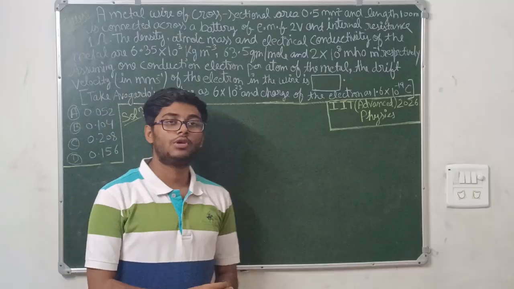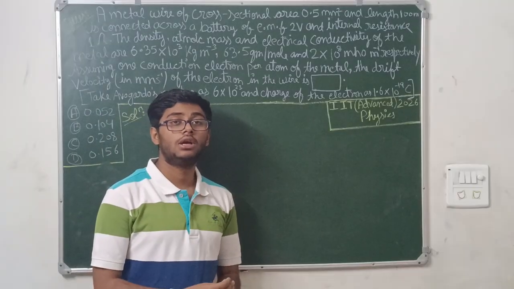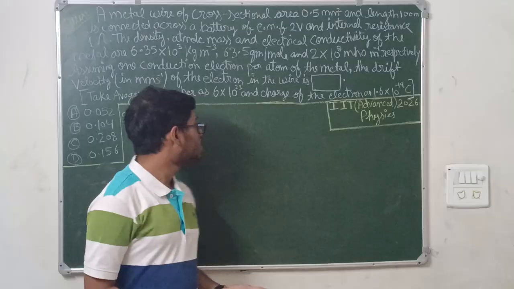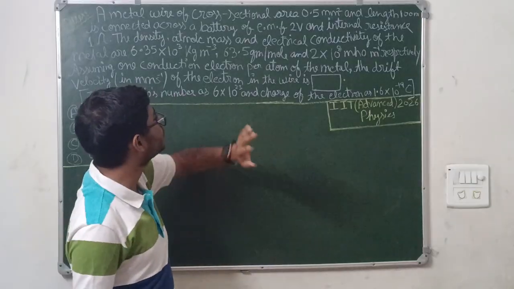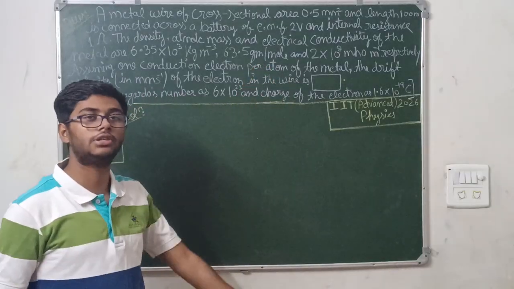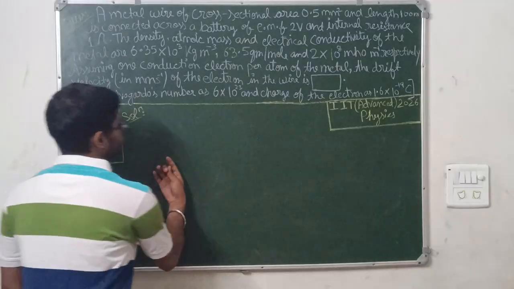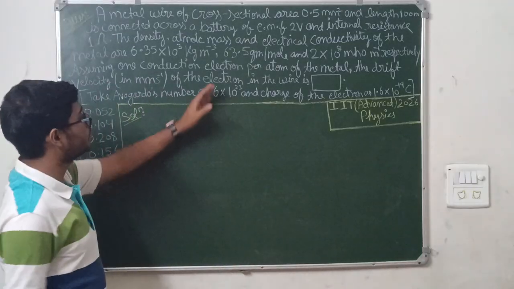It is important for class 12 boards. Its derivation is very important, and the relation is quite simple, which I will be writing here. This question is totally based upon that relation, and your question will be solved. So let us look at the question and try to solve it.